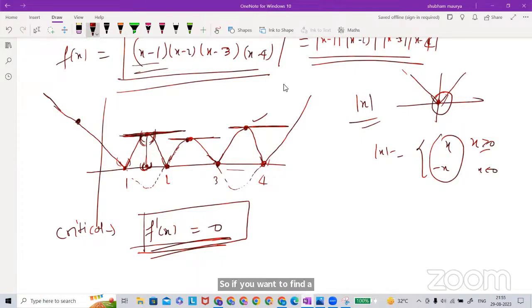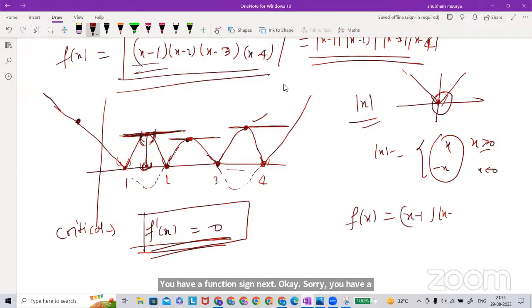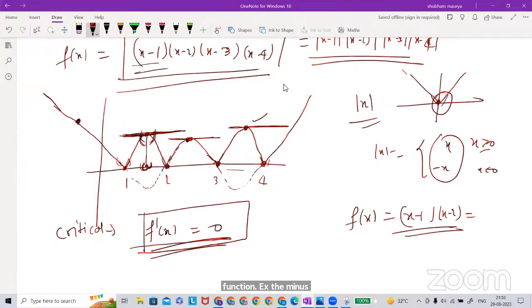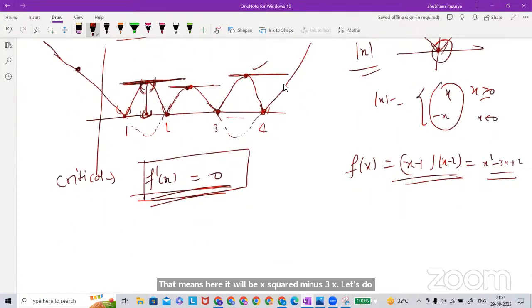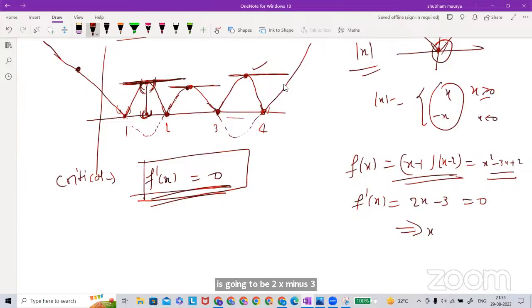So if you want to find the critical points, differentiate the function and equate to 0. For example, suppose you have a function f(x) = (x - 1)(x - 2). That means it will be x square minus 3x plus 2. What are the critical points it has? Just differentiate the function: it is going to be 2x minus 3. Equate to 0, that means x is equal to 3 by 2. At 3 by 2 it has a critical point. This is the process to find the critical point: find the derivative of the function, equate to 0, and find the values of x.